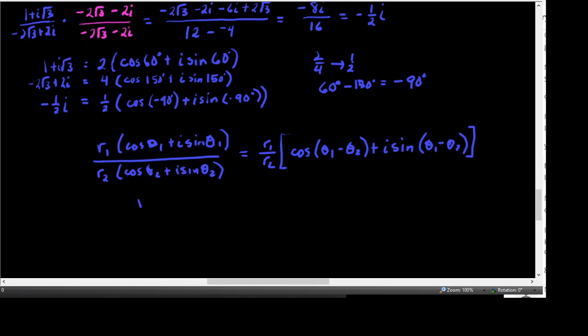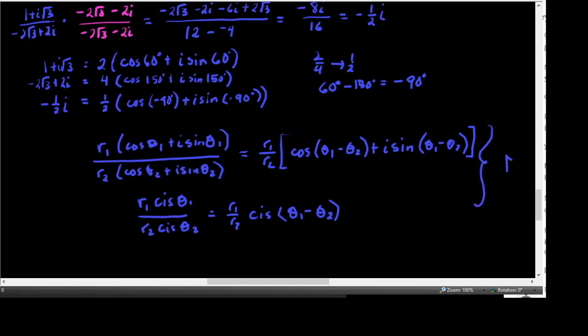Or in compact form, r1 cis theta 1 divided by r2 cis theta 2 is r1 over r2 cis theta 1 minus theta 2. And again, these are important formulas. You need to know them. All right.